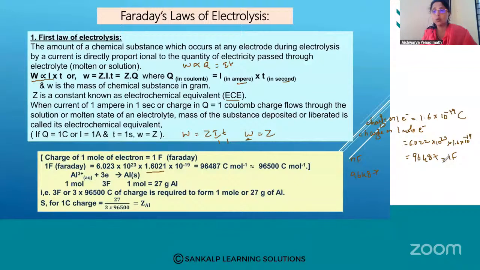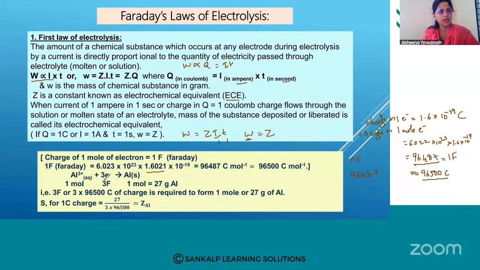1 Faraday is equal to how much? 1 Faraday is equal to 96,487 coulombs. Yes, while solving the numericals in the exam we take it as 96,500 coulombs. But if they have given an approximate value in the numerical, take this. Otherwise, if you are solving, do it with this only. You will get the accurate answer.